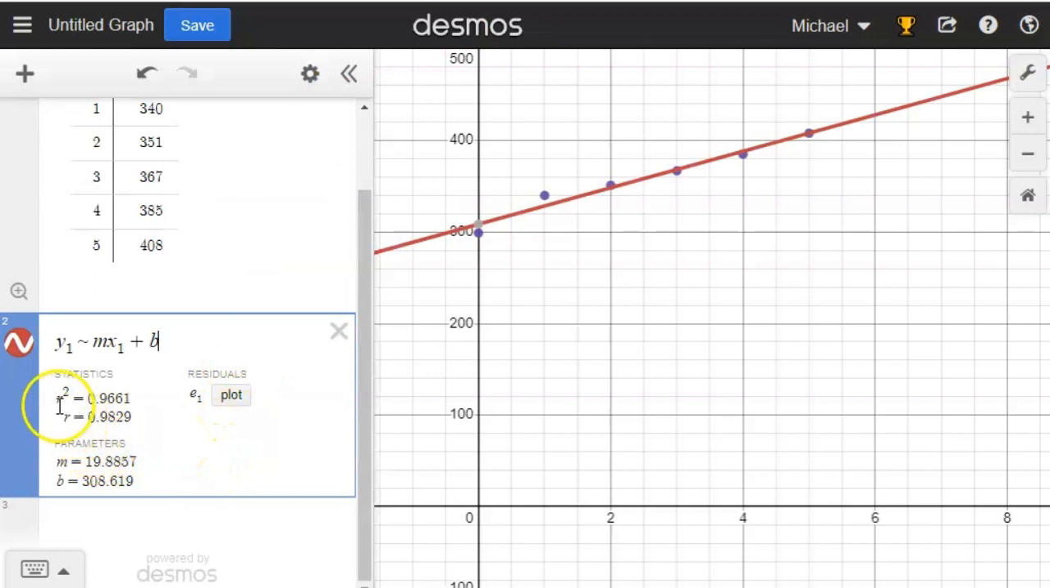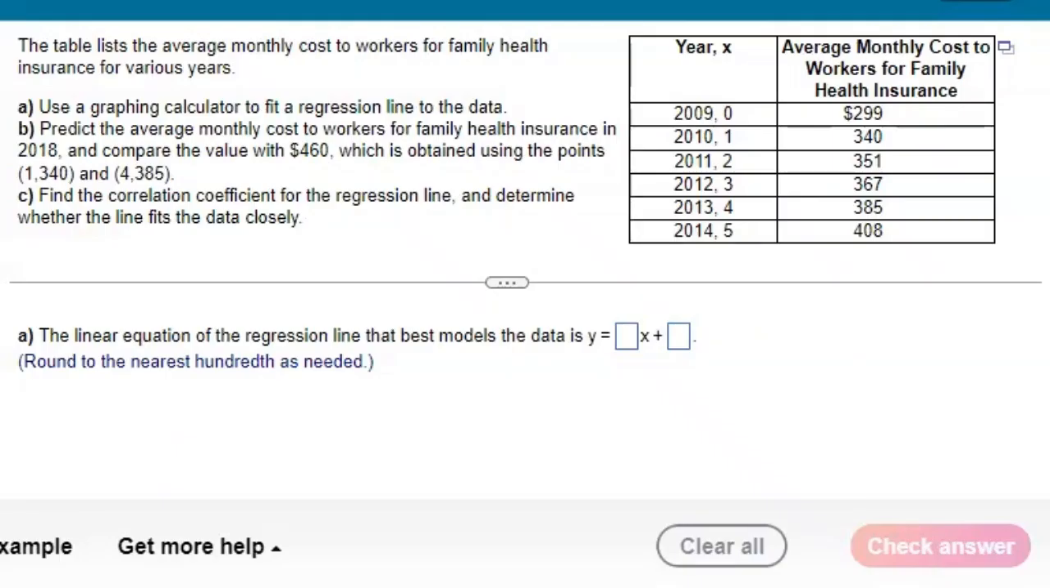Now, I should point out there's also R squared in this table, and we're not going to go into that, but R squared is called the coefficient of determination, and it's basically just this R value if you square it. So if you square 0.9829, you get this. So let's go back into MyMathLab and answer the questions.